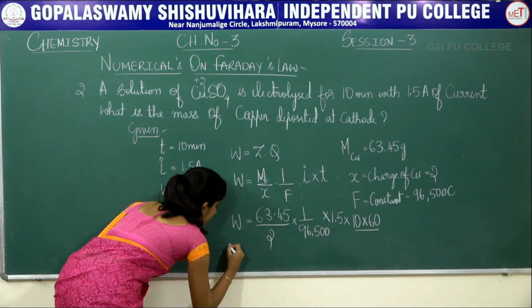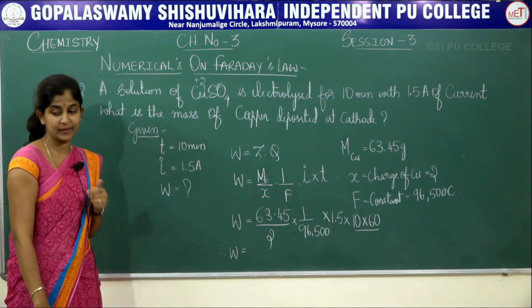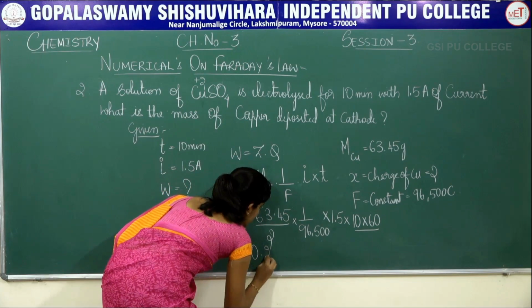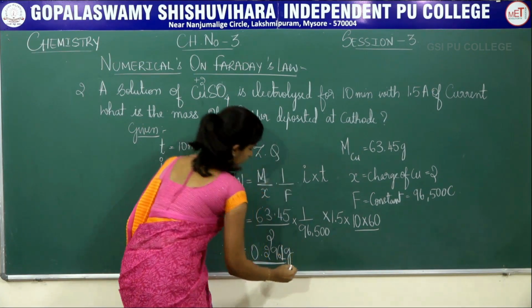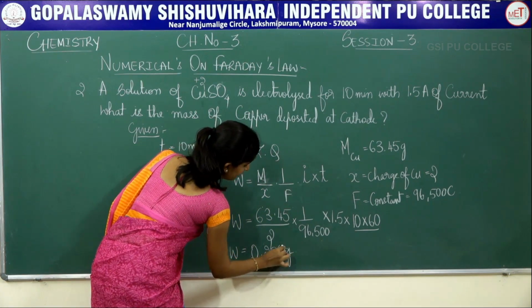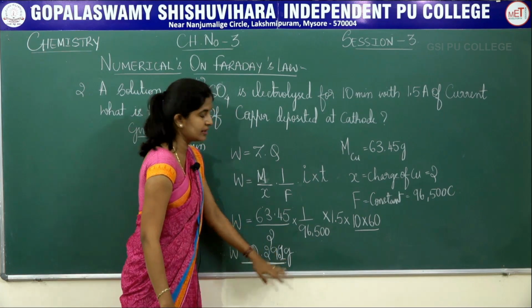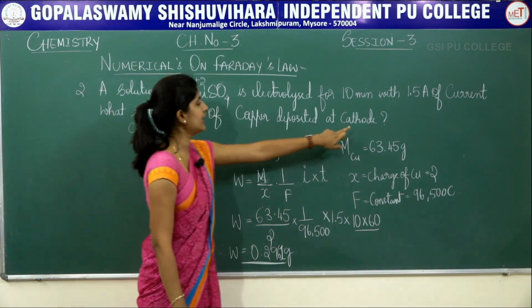So therefore, after substituting this, the mass of copper deposited at the respective electrode will be 0.2961 gram. So 0.2961 gram of copper will be deposited at the cathode.